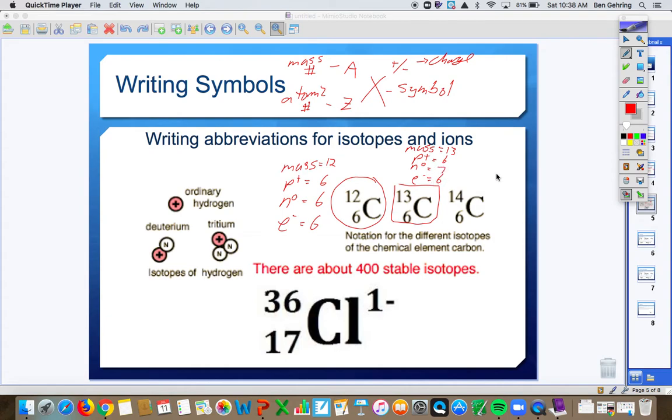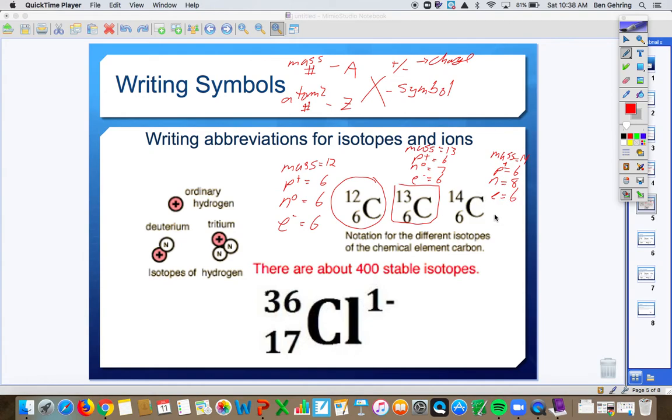On the end we have carbon 14. So mass is 14. Protons is 6 because it's still the atomic number. Neutrons, 14 minus 6 is 8. Electrons, I still have a neutral atom, so I have 6 electrons.